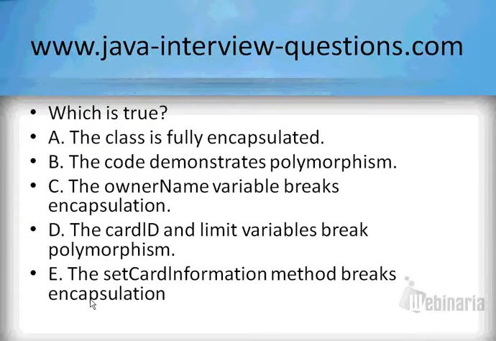A: The class is fully encapsulated. B: The code demonstrates polymorphism. C: The owner name variable breaks encapsulation. D: The card ID and limit variables break polymorphism. E: The setCardInformation method breaks encapsulation.